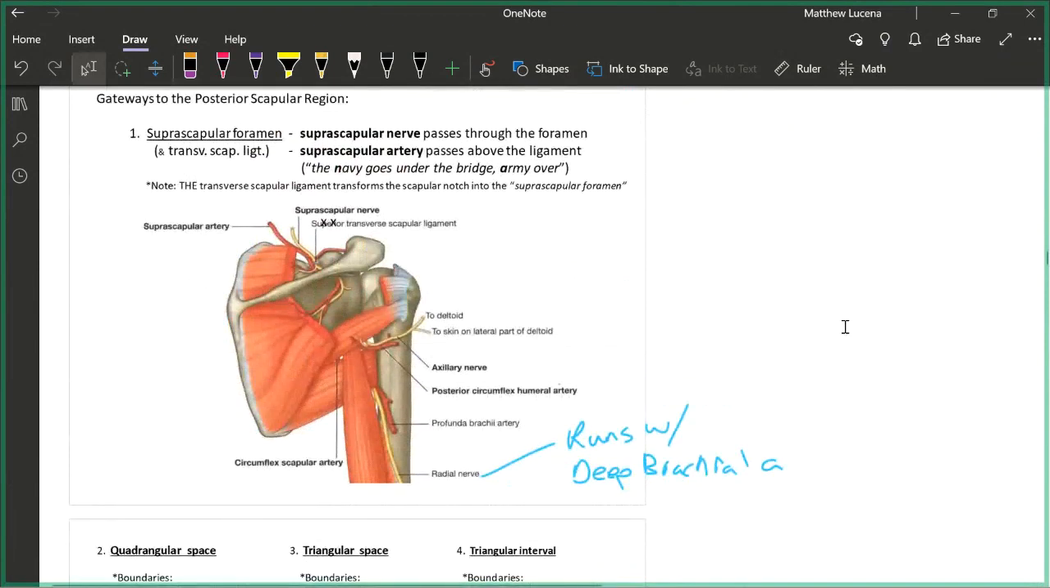I'm pretty sure you all had a slide on this somewhere, but I couldn't find it. Basically, the suprascapular nerve passes through the foramen, and the artery passes above the ligament. The way that we remember that is the Navy goes under the bridge and the Army over, and that's what I remember seeing in yours. Navy is the nerve, Army is the artery, and the bridge is the ligament.